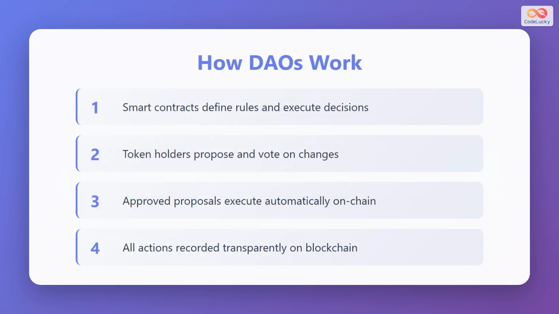The operational process of a DAO follows four key steps. First, smart contracts define the rules of the organization and automatically execute decisions when conditions are met. Second, token holders can submit proposals for changes or new initiatives they want the DAO to pursue. Third, the community votes on these proposals, and if they receive enough support, they're approved for implementation. Finally, all approved proposals are executed automatically on the blockchain, and every action is recorded transparently for anyone to verify. This creates a trustless system where the code, not people, enforces the rules.